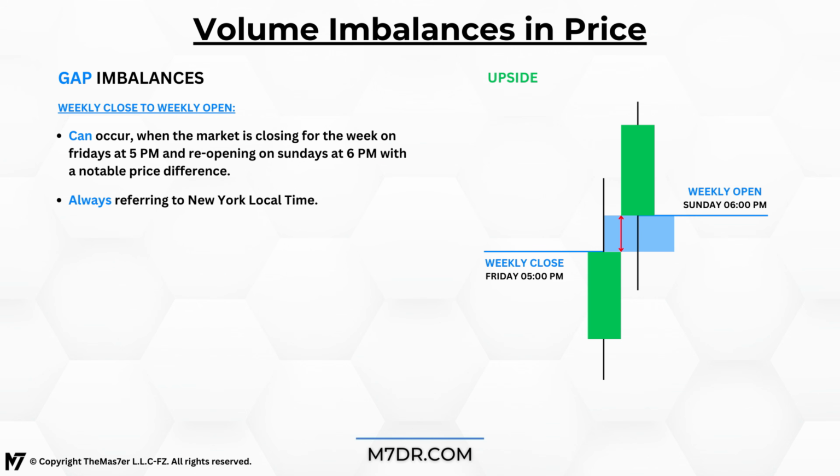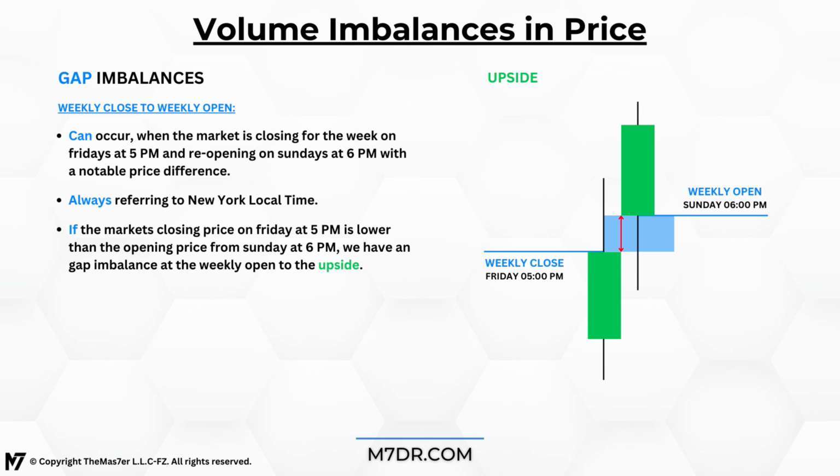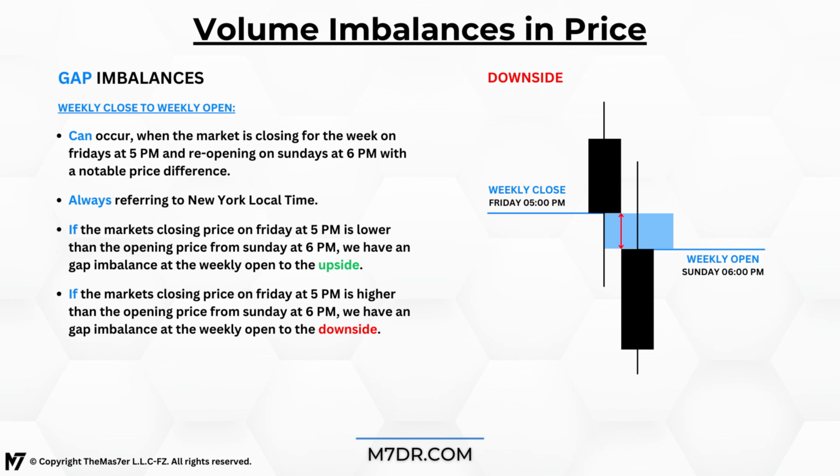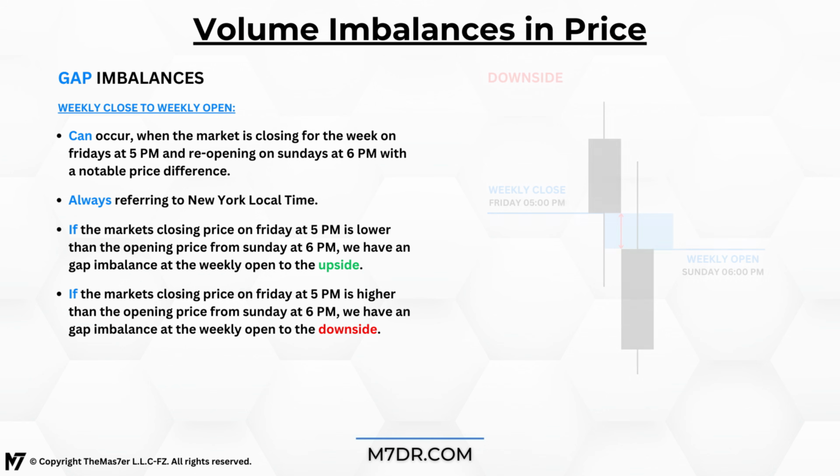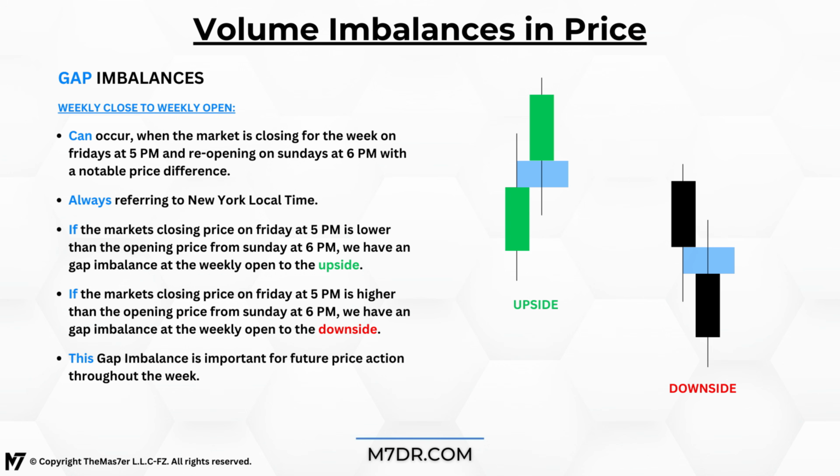The same rule applies to the gap imbalance created from the Friday's closing price to the Sunday's opening price. If the market's closing price on Friday at 5 p.m. from one trading week is lower than the opening price from Sunday at 6 p.m. on the next trading week, we have a weekly gap imbalance to the upside. If the market's closing price on Friday at 5 p.m. from one trading week is higher than the opening price from Sunday at 6 p.m. on the next trading week, we have a weekly gap imbalance to the downside. This gap imbalance is important for future price action throughout the week.